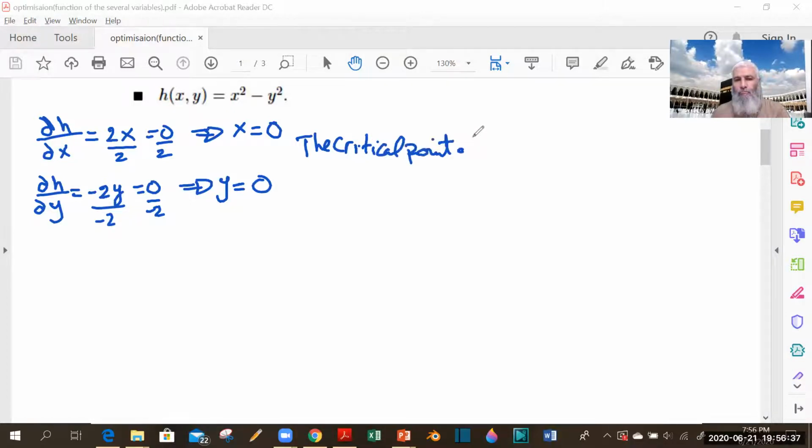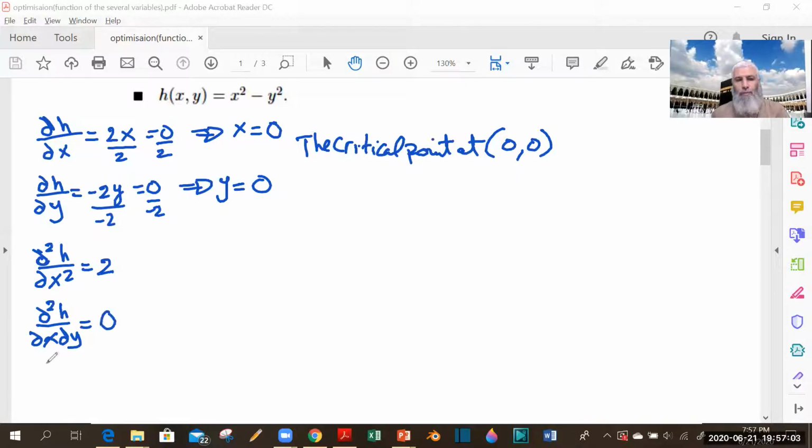The critical point is at 0, 0. Yes. x, y. So now D, yes. d²f/dx² equals? It equals just 2. Yes, and d²f/dx dy is? Equals nothing, 0. And d²f/dy² is? It equals negative 2.